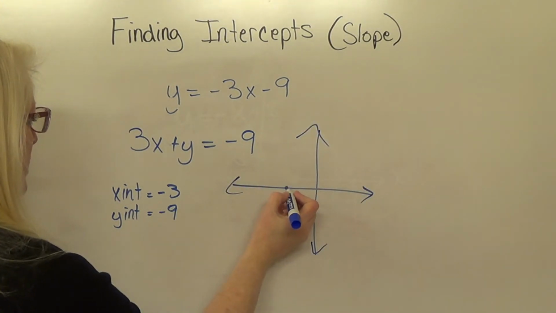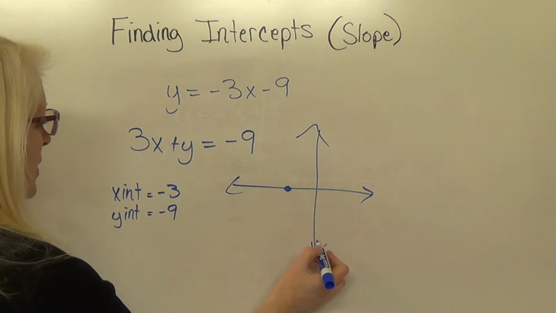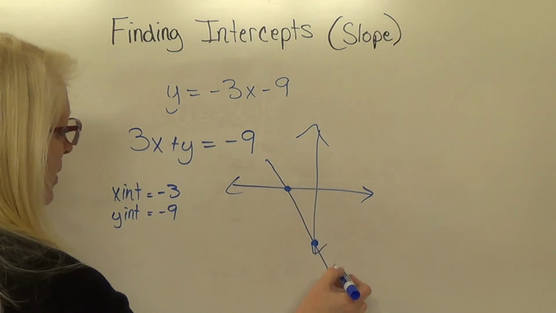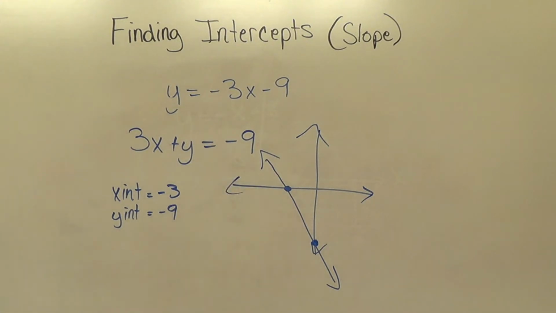We'll estimate x is -3 about here, and y is -9 about here. And that would be the line for this equation.